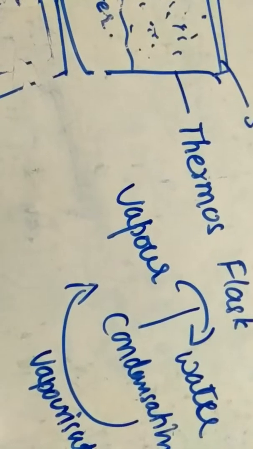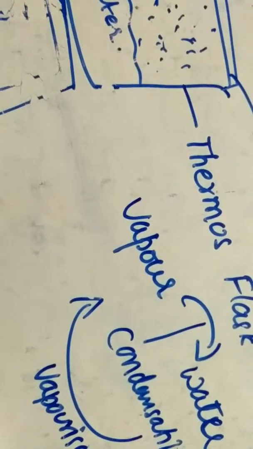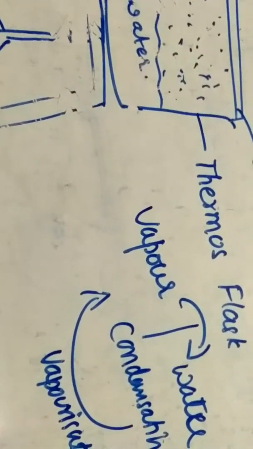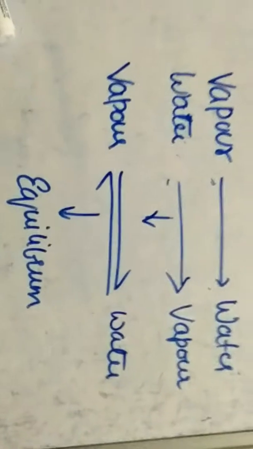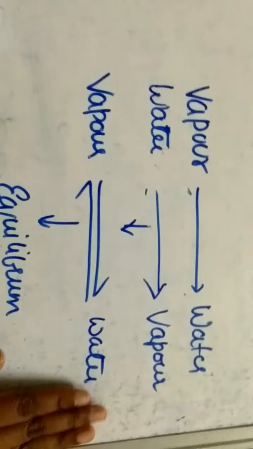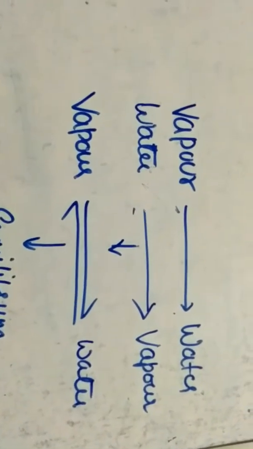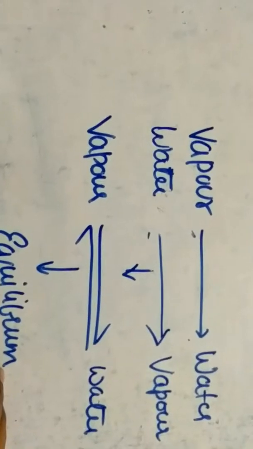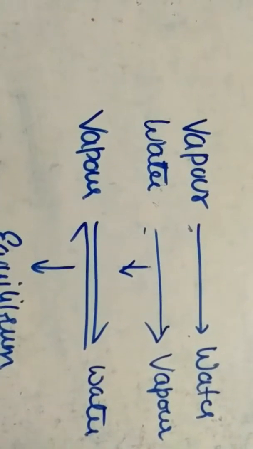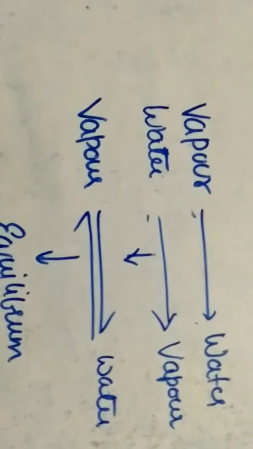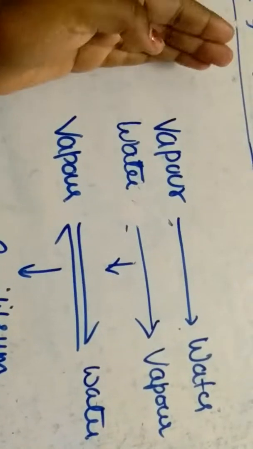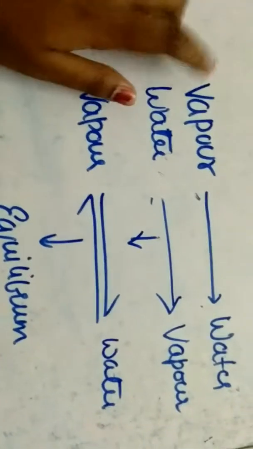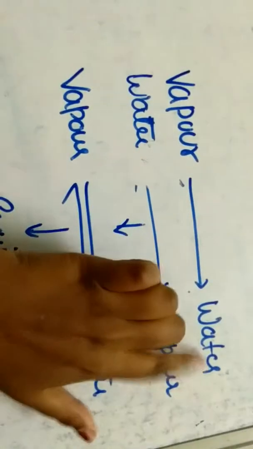So there are a few conditions for equilibrium. What are those? Yes, let me write down clearly. The rate of forward reaction and the rate of backward reaction are equal and occur simultaneously. In this case, what is the forward reaction and what is the backward reaction? See, backward reaction can be anything, forward reaction can be anything. In this case, vapor is converted into water by the process of condensation.